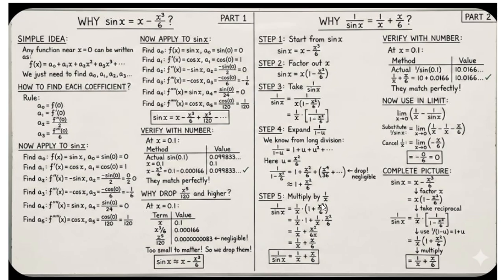Therefore we take 1 upon sin x equal to this, and instead of the full series I am going to write 1 plus x square by 6. After expansion you get 1 upon sin x. But what we actually want is the limit of 1 upon x minus 1 upon x plus x by 6, which becomes minus x by 6. This is how you get 0. Here 1 upon sin 0.1 is about 10.0. Then 1 plus x square by 6 also gives the same result, and this is how we can understand the things.